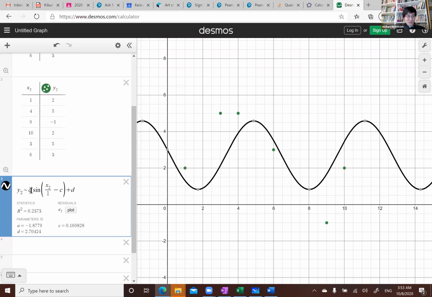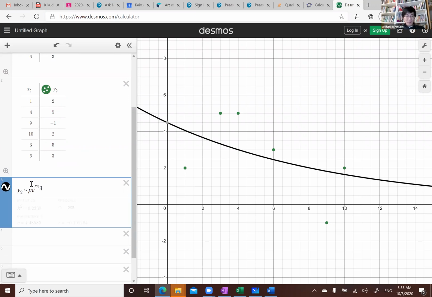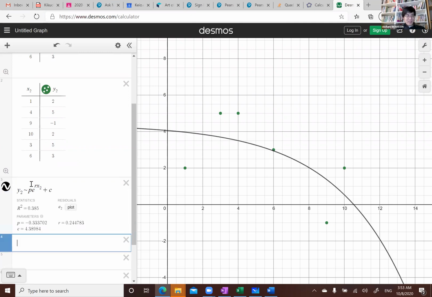We can also model it using an exponential function. So how do we make it, some number times e to the power of r times x2 plus c. So generate any model you want to apply, and it's going to give you the best parameters to fit the data. So that's how we do it with Desmos.